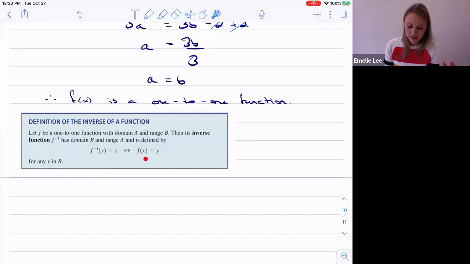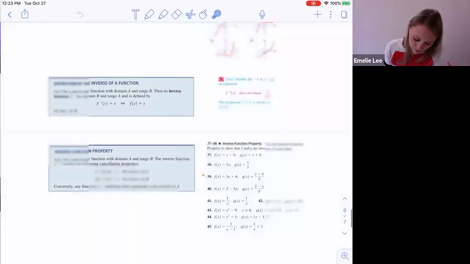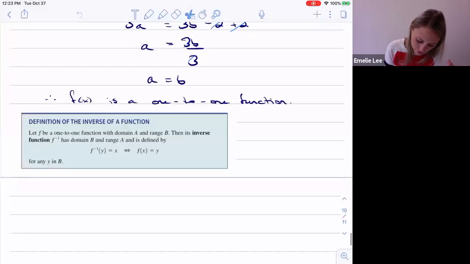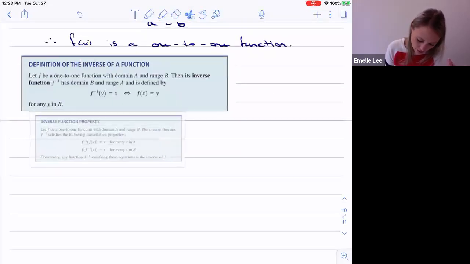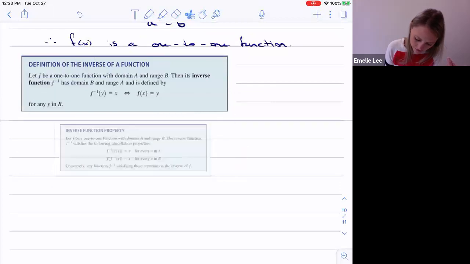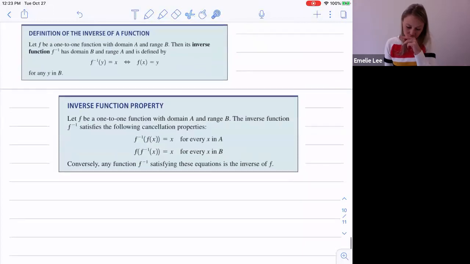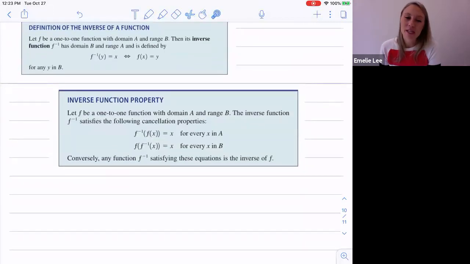So here, what we're saying is that if you apply the inverse to the function, what you should end up with is just x, leading us to the inverse function property, which is going to be really useful. So we haven't found any inverses yet. We're saving that for the very last.